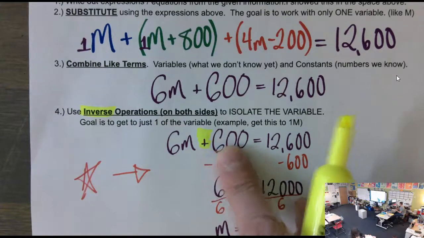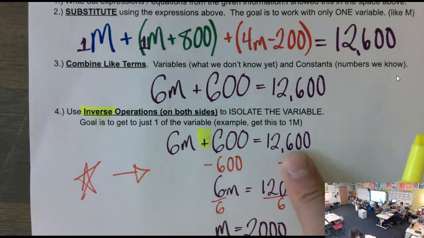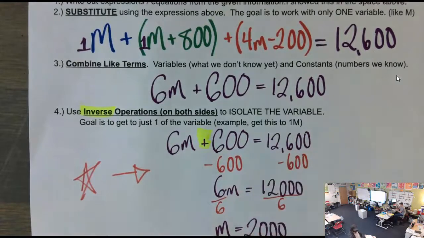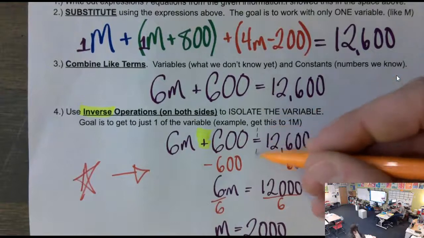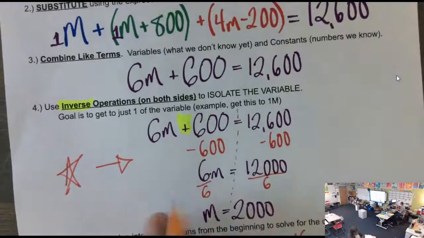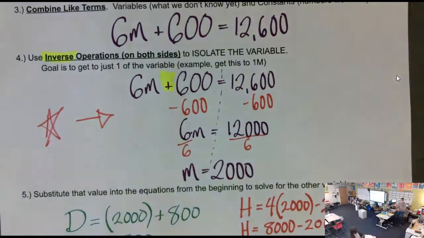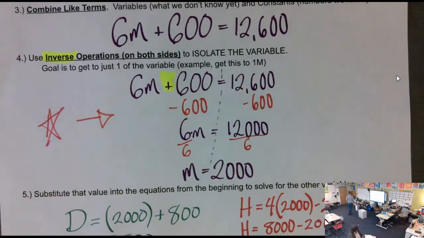If we have a plus 600 that we want to get rid of, guys, this is where people try to put the 600 with the 12,600. I cannot add these together because they're on separate sides of the equals. So here's a trick that I like using. I do a dotted line down the middle through my equals that keeps my sides left and right. Because if I do something on the left side, I have to do it on the right side, or my equation does not stay equal.